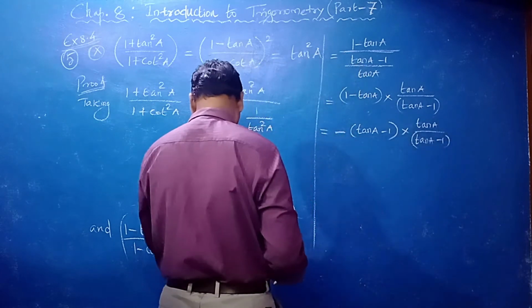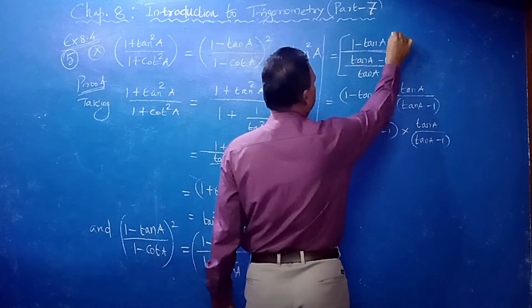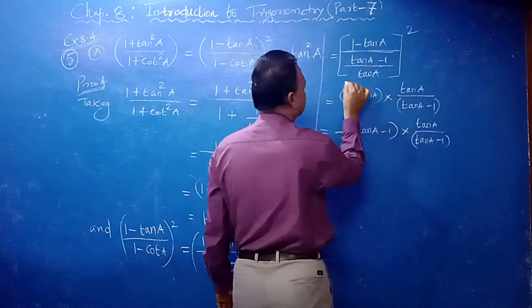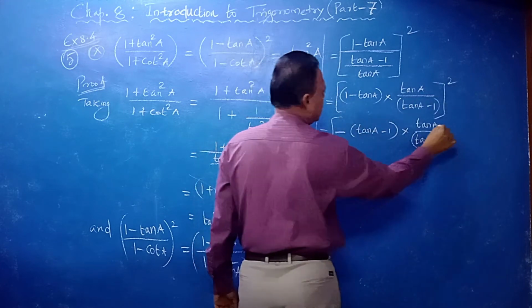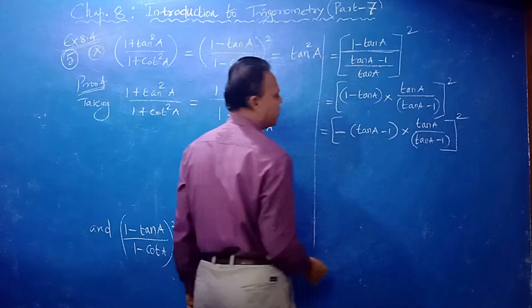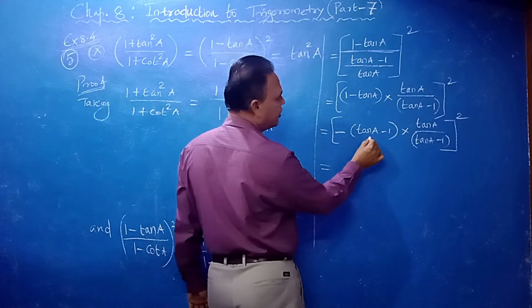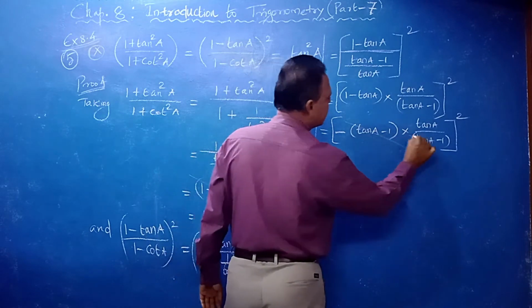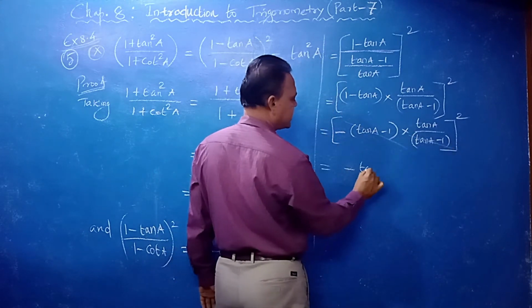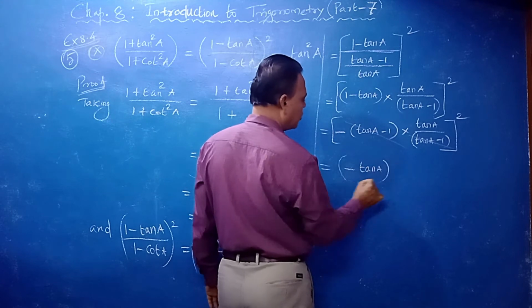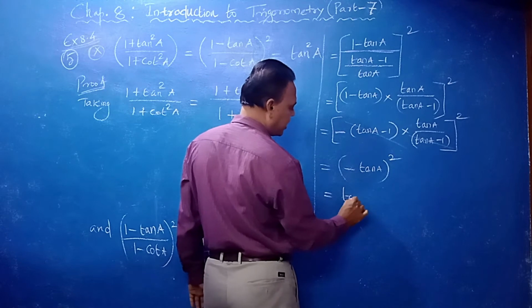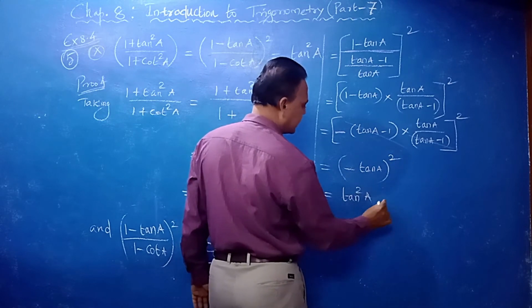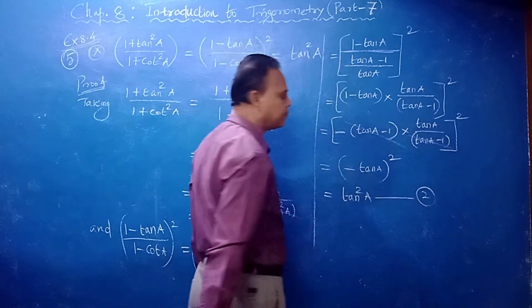So here you have to remember that the whole square is there. Here you make the whole square. That is very important, right? Whole square you have to write. Now you see the numerator and denominator are the same. Cut it means you will get (minus tan A) the whole square. Squaring, you do means tan squared A. That is equation number 2.